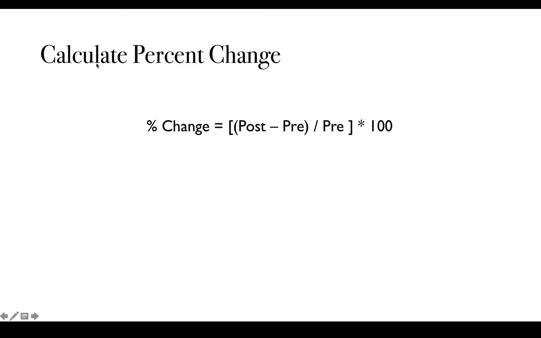Okay, so we're saying that calculating percent change is the same as calculating how much transfer occurred between your preferred and your non-preferred limb. And this is calculated as the percent change equals your post score minus pre-score divided by your pre-score times 100. And you want to make sure in Excel that your equation is very tidy and all parentheses are in place so that you get an accurate answer.